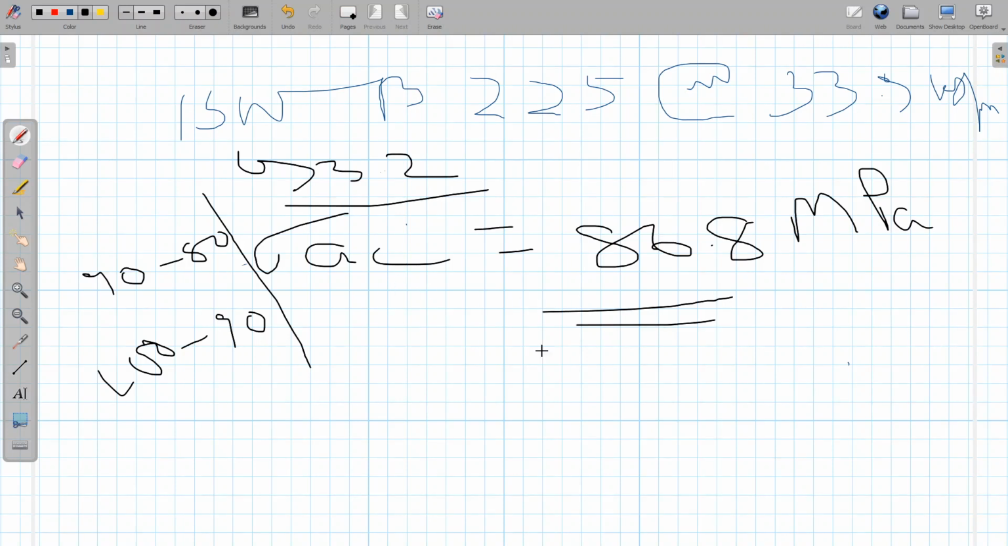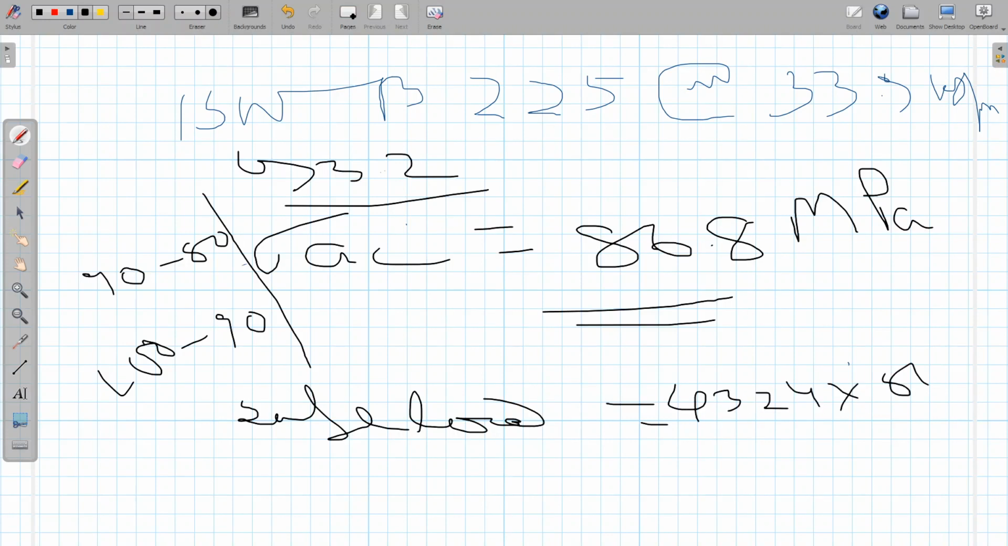Now you have to calculate the safe load. How do we calculate the safe load? Safe load is the cross-sectional area, that is 4324, multiplied by 86.8. How much does it give you? Just check it out. It comes out to be 375 kilonewton. So this 375 kilonewton is once again more than 300.